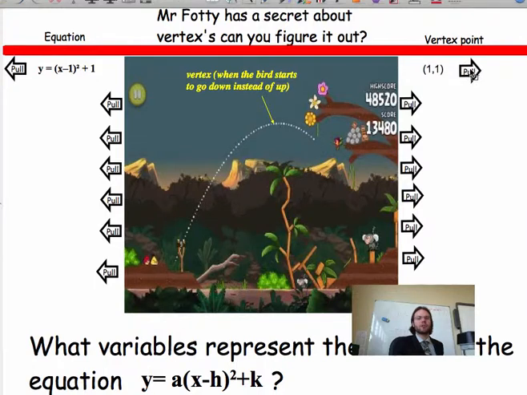And now here is my vertex. Okay? So here's the formula again. Notice it's in this form. And here is going to be my vertex. Take a look at another one.